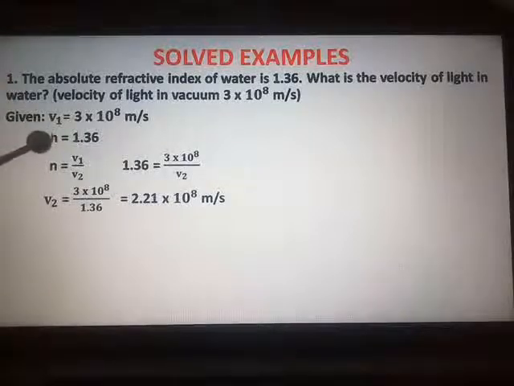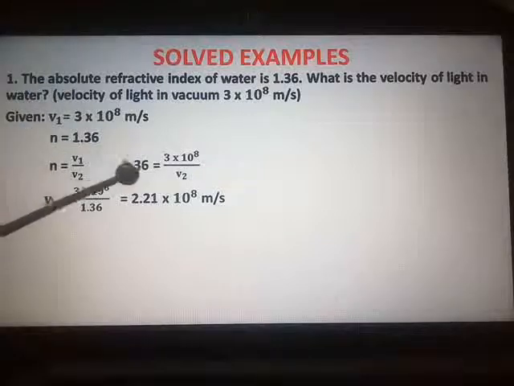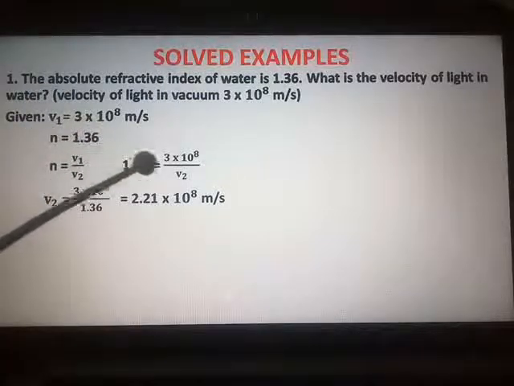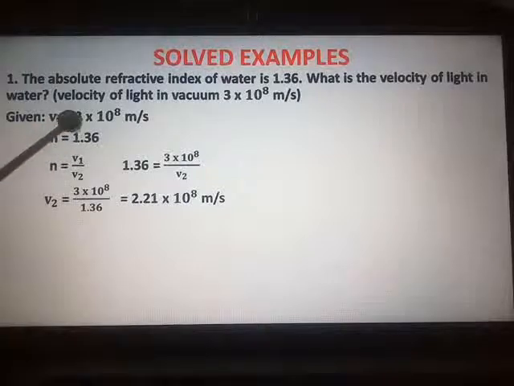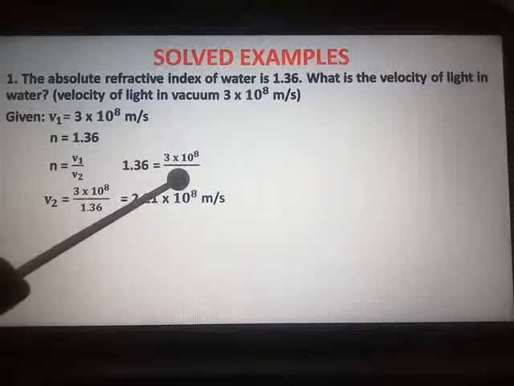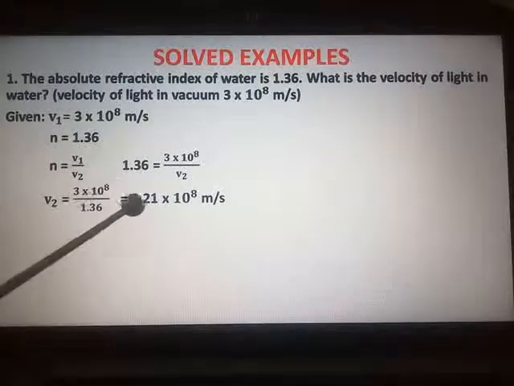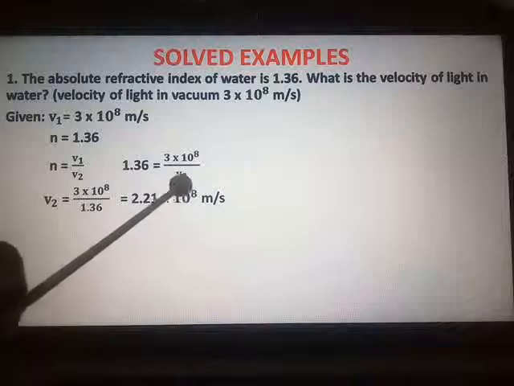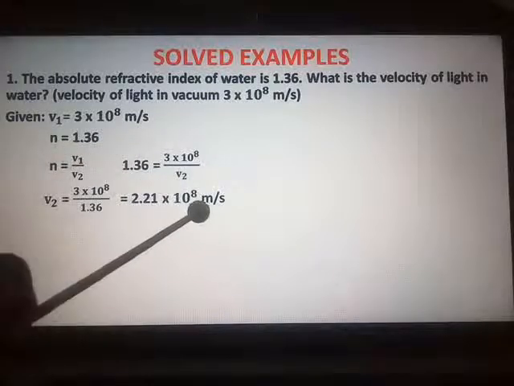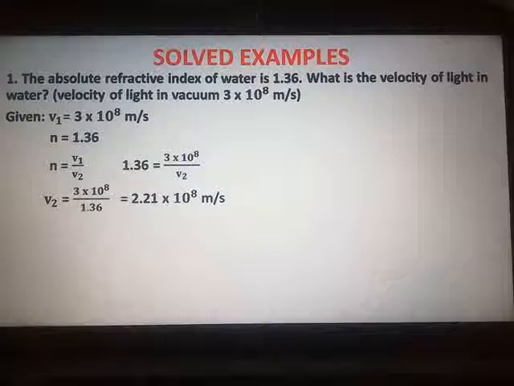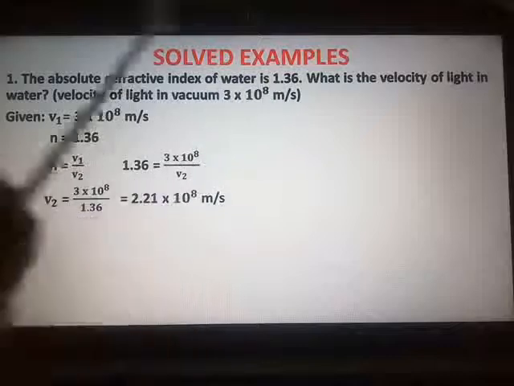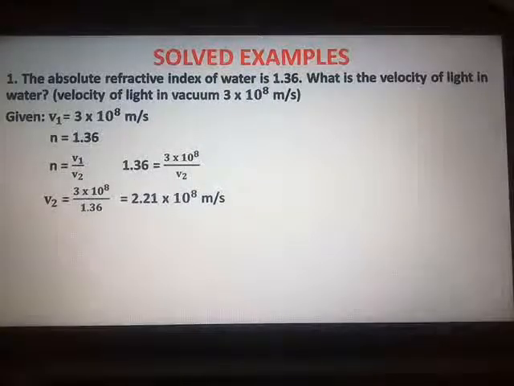Substitute the given values. Absolute refractive index n is 1.36, equal to V1, which is 3 into 10 raised to 8, upon V2. We want the value of V2. So V2 is equal to 3 multiplied by 10 raised to 8 upon 1.36. After calculations you will get 2.21 multiplied by 10 raised to 8. As it is velocity, the unit will be meter per second, because the velocity of light in vacuum is given in meter per second.